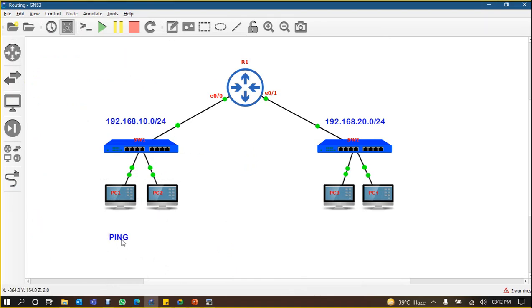Okay, this ping packet is coming to the switch. The switch forwards it to the router's interface, because the PC is using this interface as its default gateway. Then when the ping packet comes to R1, R1 checks whether it can reach the 20 network.